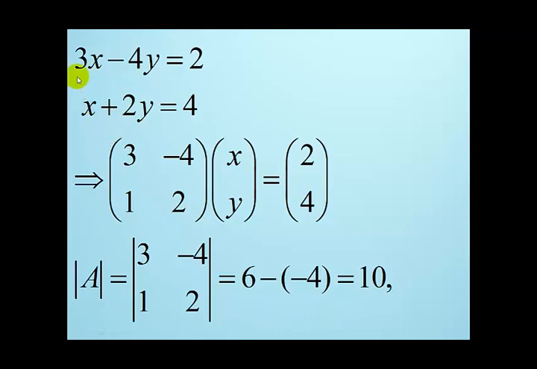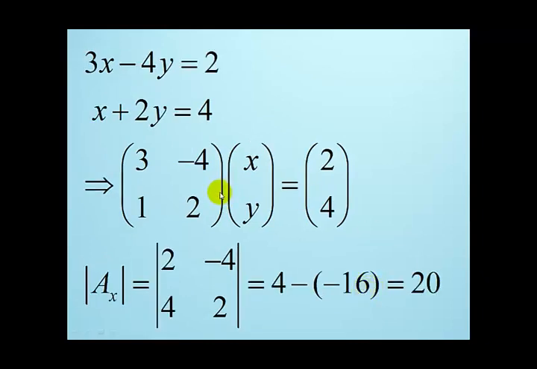Now, we know that A is the matrix 3, minus 4, 1, 2. So the determinant of A will be the determinant of 3, minus 4, 1, 2. How do we find the determinant? We multiply the first element by the fourth element. So we have 2 times 3, and that will give us 6. Minus 1 times minus 4 is minus 4. So 6 minus 4 will give us 10. So the determinant of A is equal to 10.